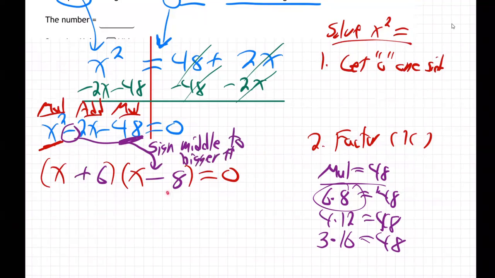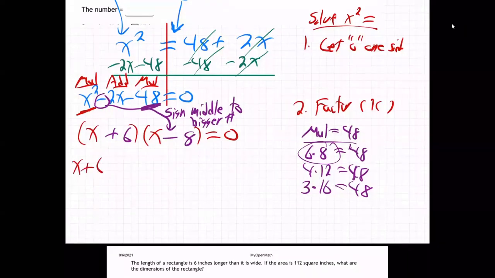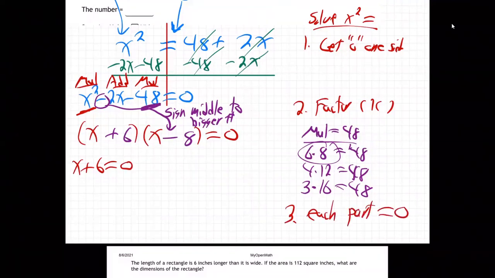And that works, doesn't it? Positive 6 take away 8 is negative 2 in the middle, and 6 times negative 8 multiplies to be negative 48. Right? And then we set each one equal to 0 separately. So x plus 6 equals 0. That's step 3. Each part equals 0 and solve. Or x minus 8 equals 0, right?